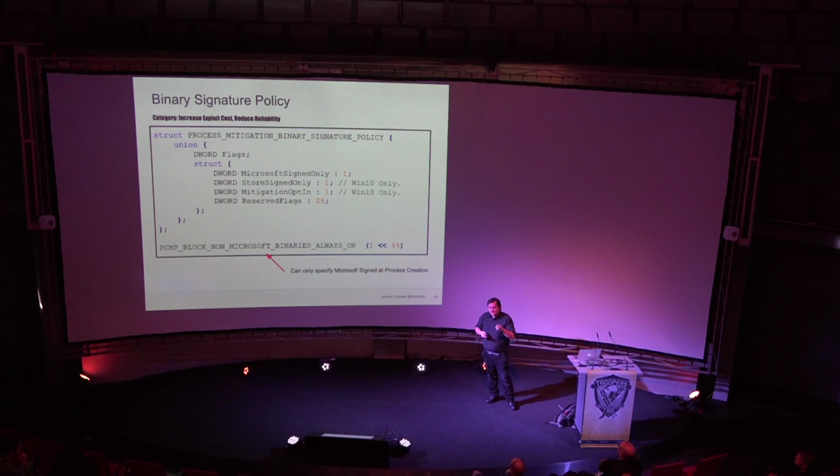Now, if you want to use this from CreateProcess, you can actually only specify Microsoft binaries. For some reason, they didn't introduce store signed. It's possibly because, as you'll probably see later, that they ran out of bits. They ran out of 64 bits to actually implement these mitigations. Obviously not thinking ahead.